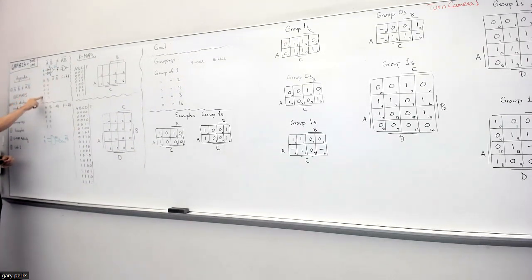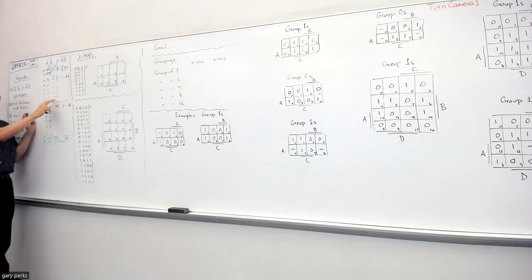Well, not A is just going to be the inverse of A. So we get a 1 there, 0, 0. Not B is just going to be the inverse of B. So this would be 1, 0, 1, 0. And then the output is going to be not A and not B ANDed together. So we would AND these together.